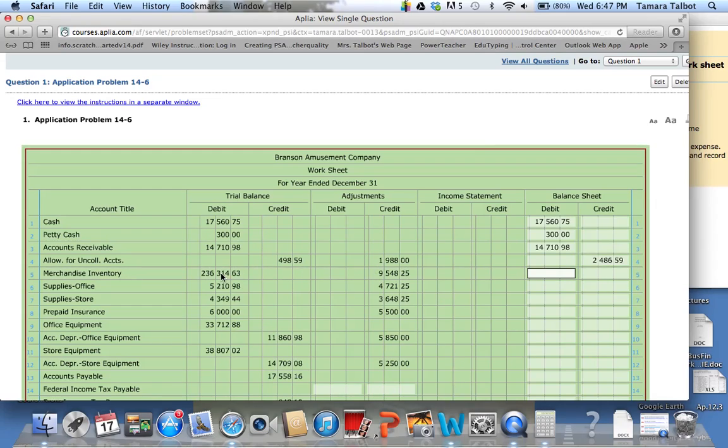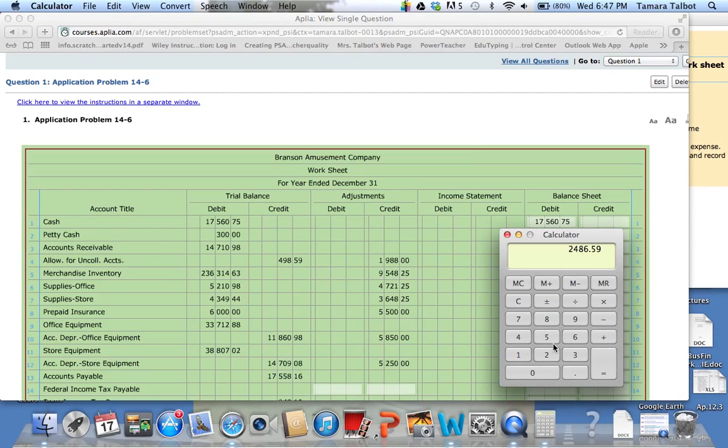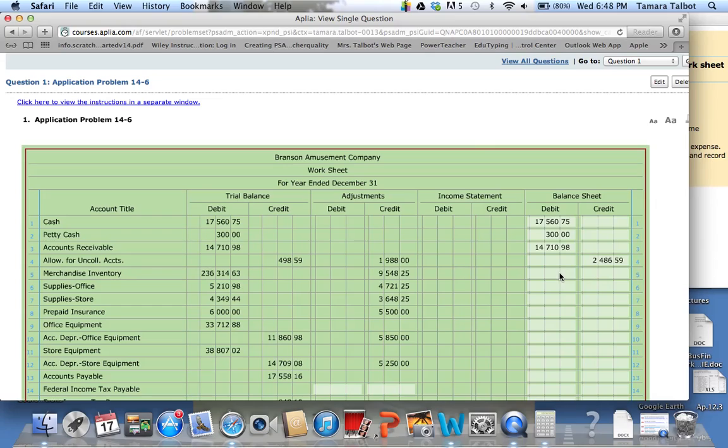Okay, the next one, you have merchandise inventory. It's a debit, and this is a credit. So you're going to have to subtract. So we would take the 236,314.63, and subtract the 95.48.25. So 226,766.38 will be our balance here, debit side, because your debit is bigger. So I'll let you go through and fill that out.